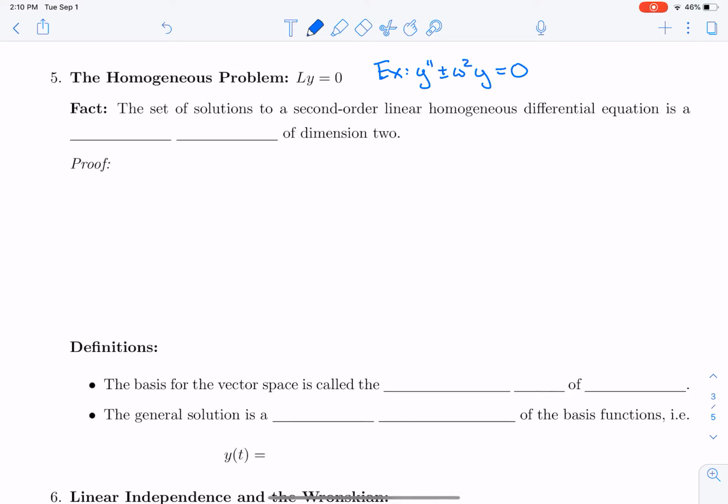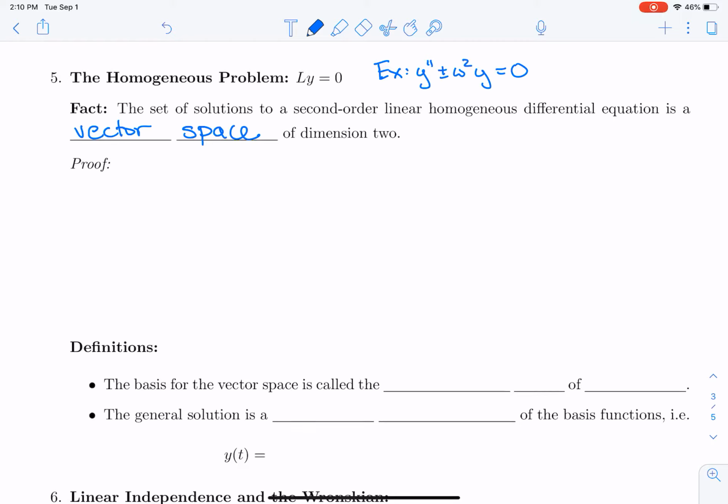So let's look at a fact. The set of solutions to a second order linear homogeneous differential equation actually is a vector space. It's a vector space of dimension 2. In fact, it's not just any vector space, but it is the kernel of the linear transformation, or the null space associated with that linear transformation L. Okay, so essentially what we're going to be doing is trying to find the null space of this linear transformation.